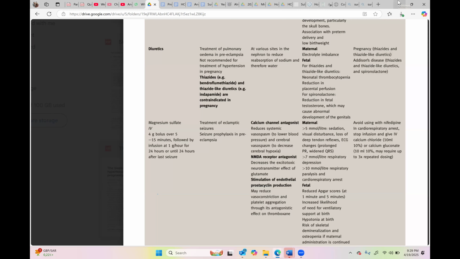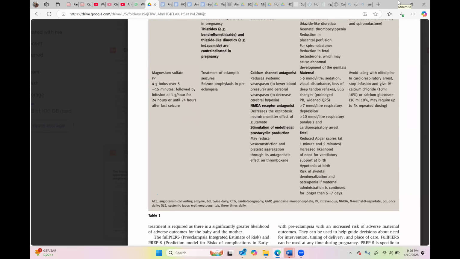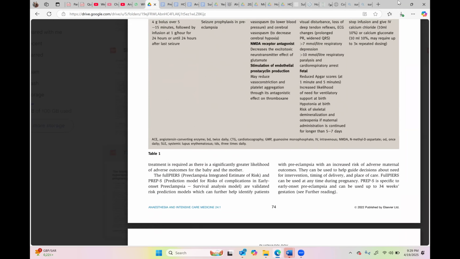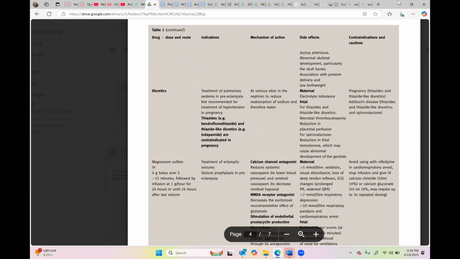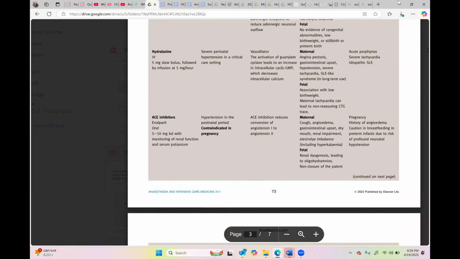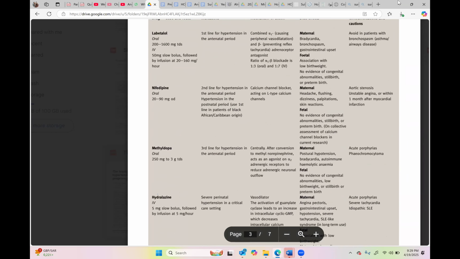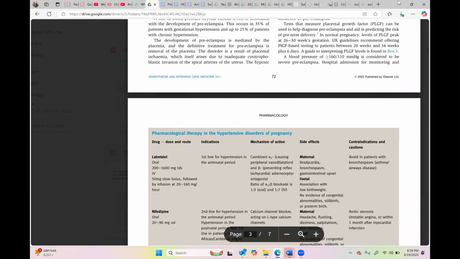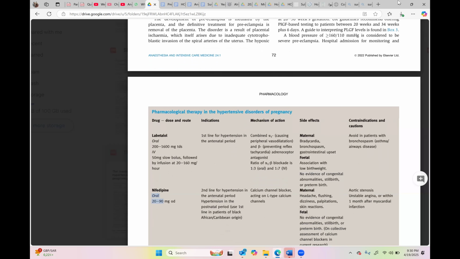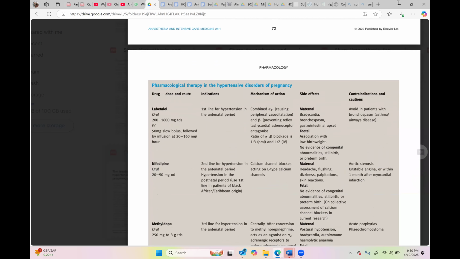Anyways, this is just a chart in which you can see they have explained the role of each medication. So labetalol, an alpha-beta blocker. What will be the problems? They have written here some bronchospasm. I don't know how significant it is.